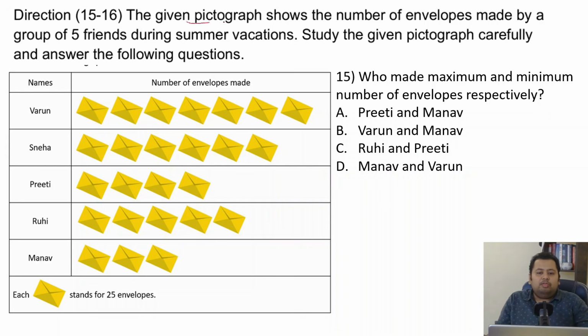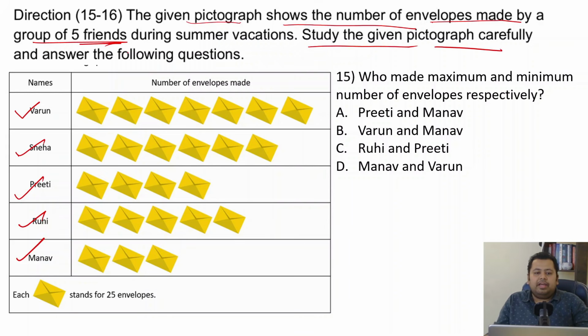Now, the given pictograph shows the number of envelopes made by a group of five friends. Who are the five friends? Varun, Sneha, Preeti, Ruhi, and Manav. Study the given pictograph carefully and answer the following questions. Let's first see the question.